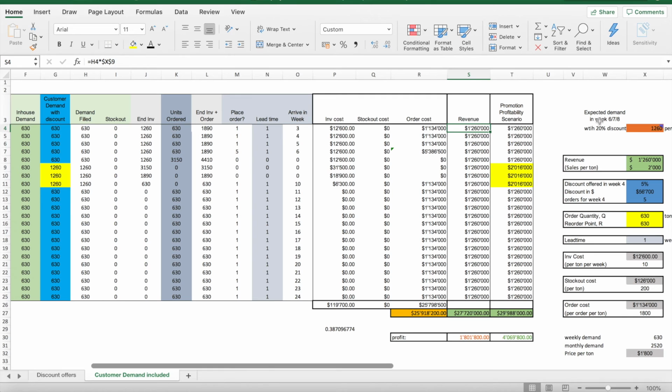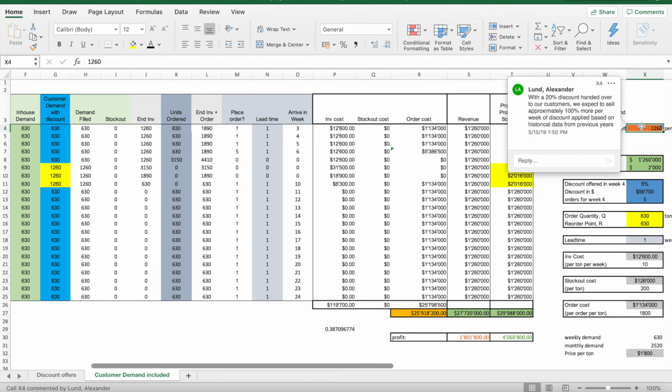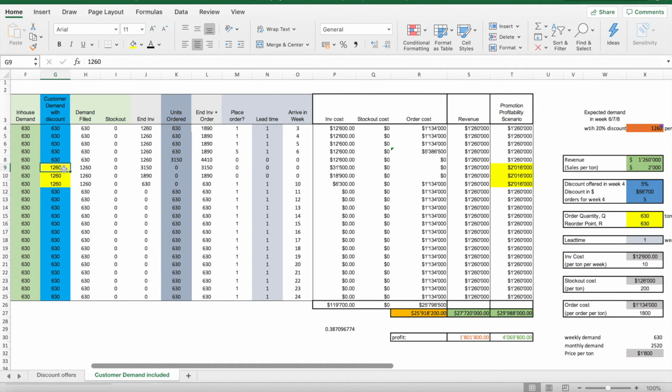Our basic solution is to hand a 20% discount to our customers in the weeks following the discount offered to us by our supplier. Based on historical data, we expect to sell approximately 100% more. This is shown through here. As you can see, we generate a slightly higher revenue. Therefore, in total, our profit is higher in the promotion profitability scenario.